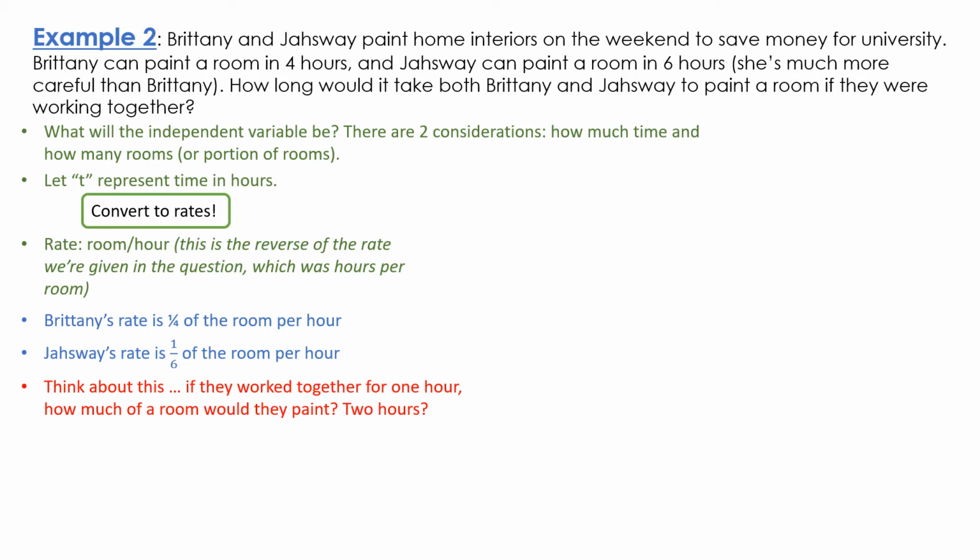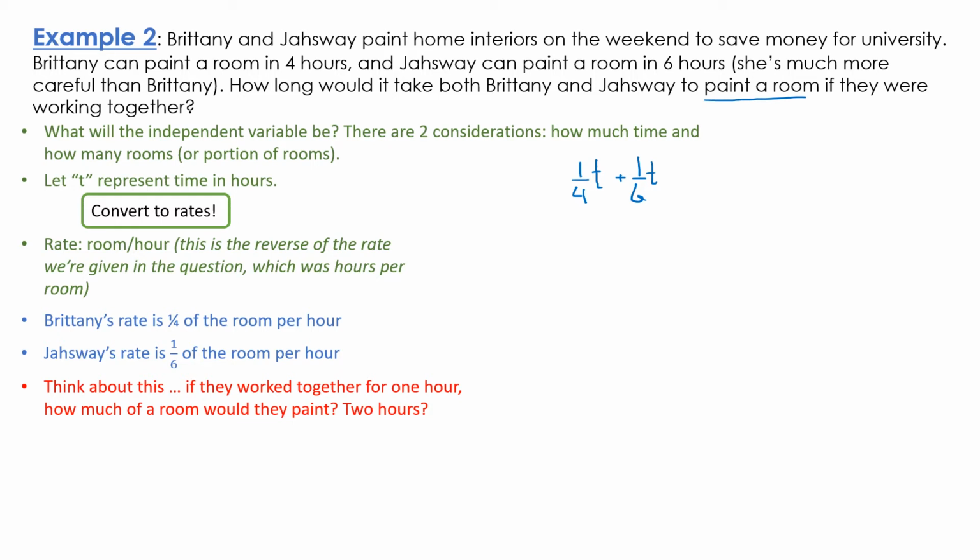We're looking for how long it will take them to do one room. That's the question, right? How long will it take them to paint a room if they're working together? So working together, Brittany's rate is 1/4 of the room per hour. And we're letting t represent the hours. So if she has 1 hour, she's going to have 1/4 times 1 hour. If she's got 2 hours, you're going to put a 2 in there, 3 hours, and so on. So that's her expression. Jazzway is 1/6 of a room times however many hours we give her. Right, if we give her 2 hours, we times by 2.